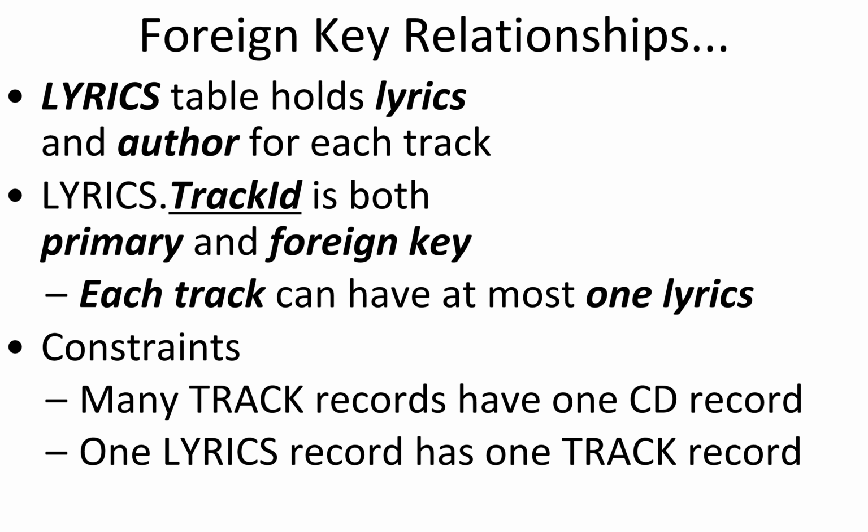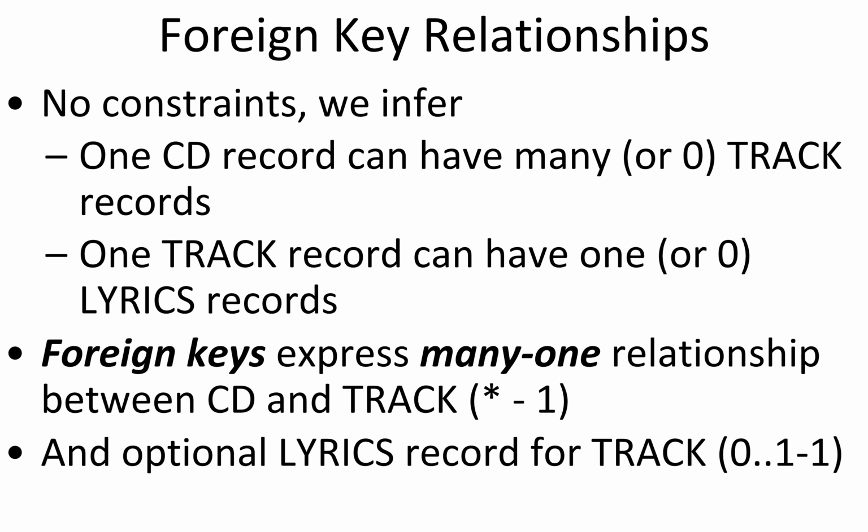Yes, so it's both a primary and a foreign key. Each track can have at most one lyric. So many tracks have one CD record. One lyric record has exactly one track record. If there are no constraints, then presumably there can be 0 tracks for a given record. If there's no track, there's no lyrics. And having the foreign keys, presumably we have a many-to-one or one-to-many relationship.